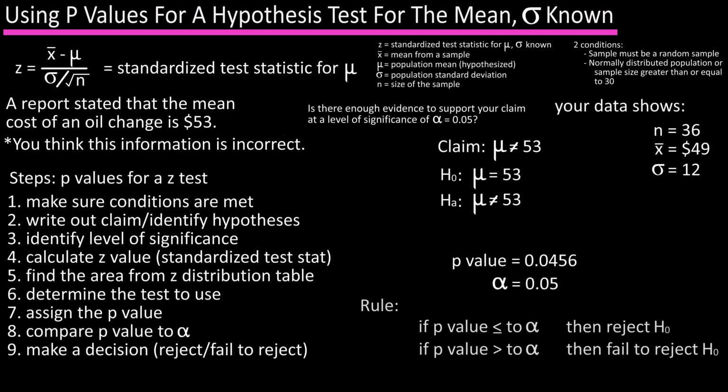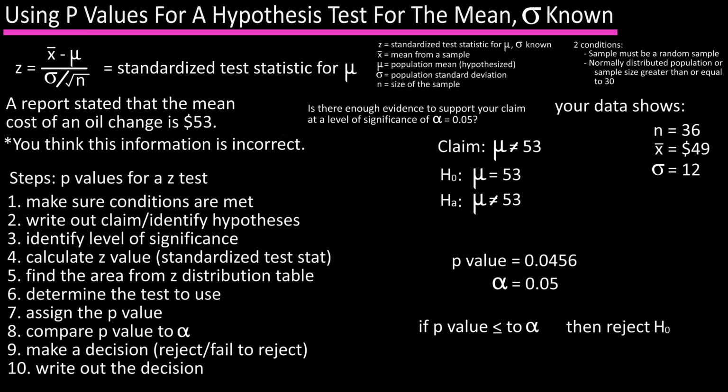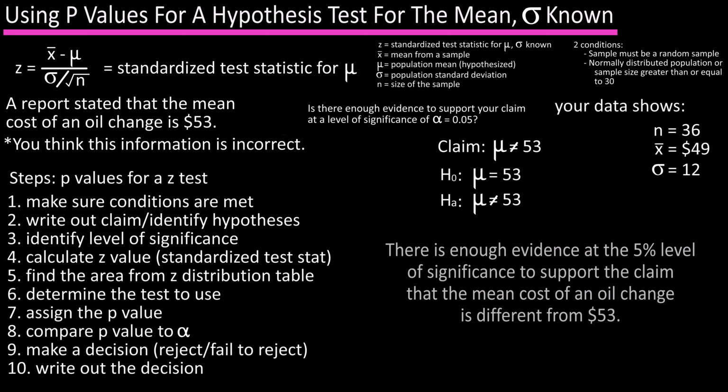Step 9 is to make a decision to reject or fail to reject the null hypothesis. The rule is if the p-value is less than or equal to alpha, then reject the null hypothesis. And if the p-value is greater than alpha, then fail to reject the null hypothesis. Since our p-value is less than alpha, we reject the null hypothesis that mu is equal to 53. Step 10 is to write out the decision. So there is enough evidence at the 5% level of significance to support the claim that the mean cost of an oil change is different from $53.